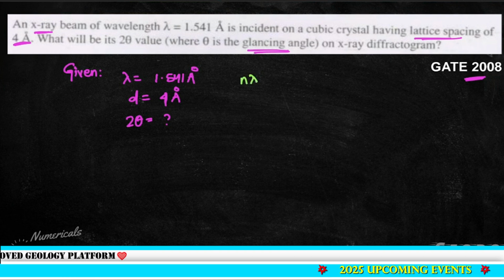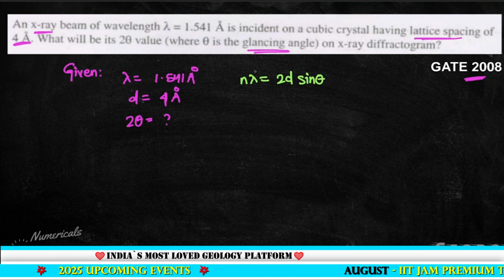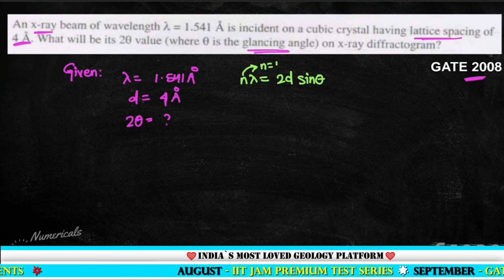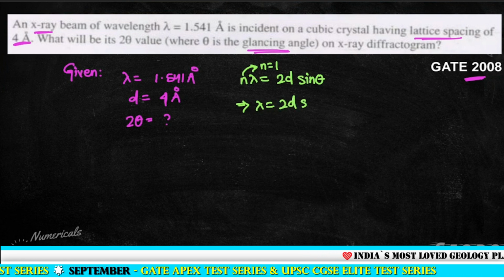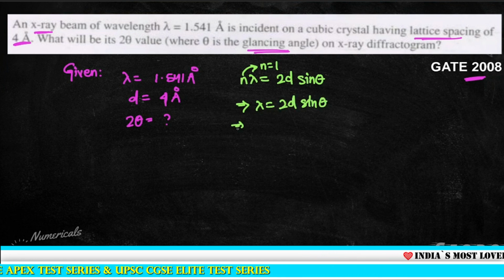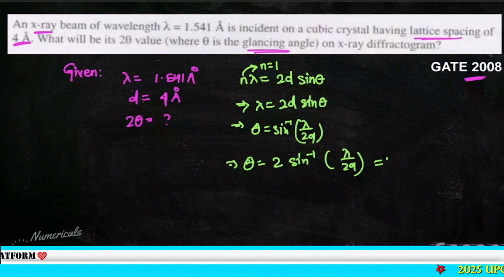n lambda is basically your 2d sin theta, and n is equal to 1. So it is going to be reduced into lambda is equal to 2d sin theta. So what will be theta? Theta will be sin inverse of lambda by 2d. Okay? And what will be 2 theta? 2 into sin inverse lambda by 2d. Okay? 2 into sin inverse.